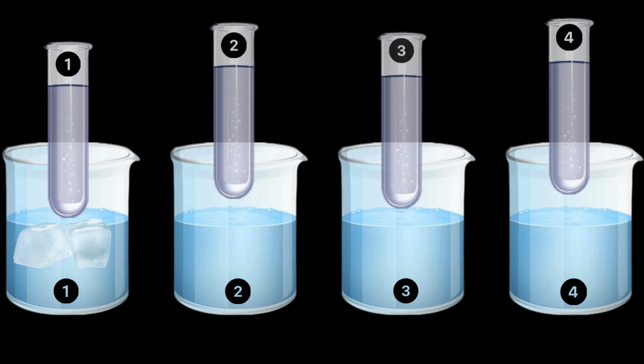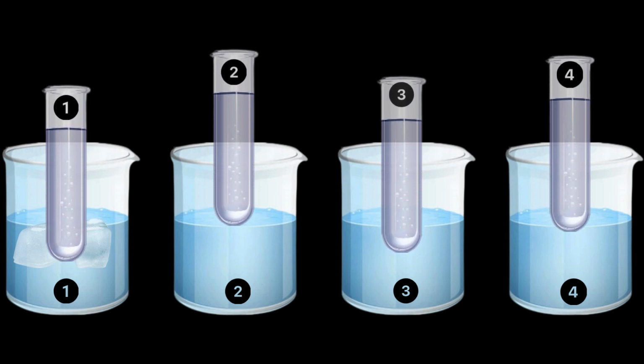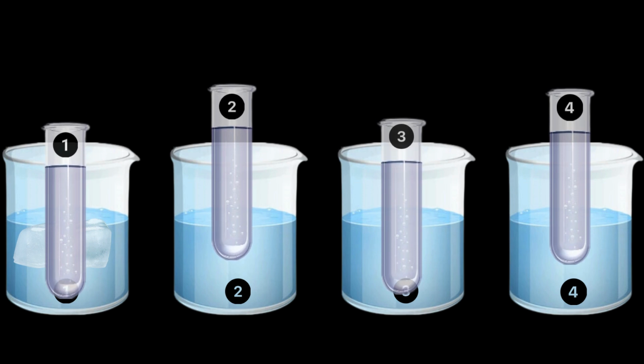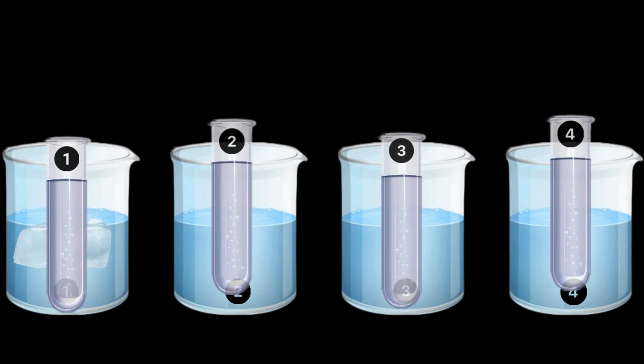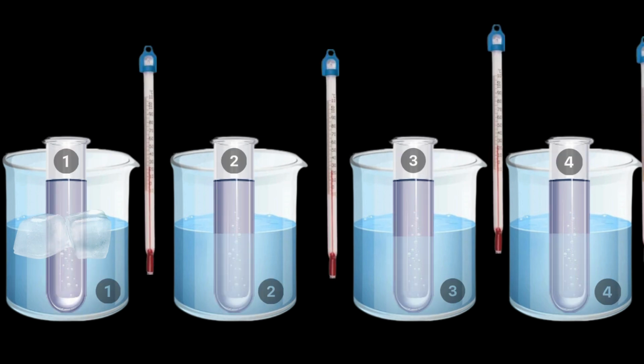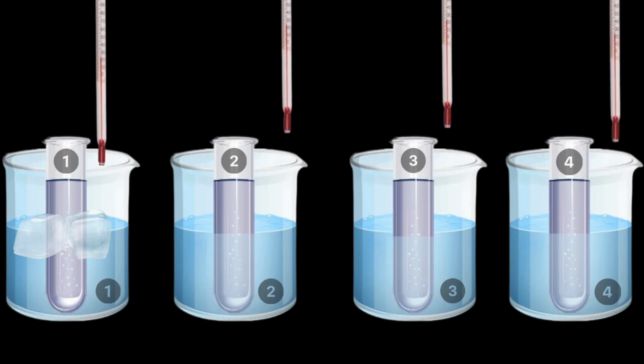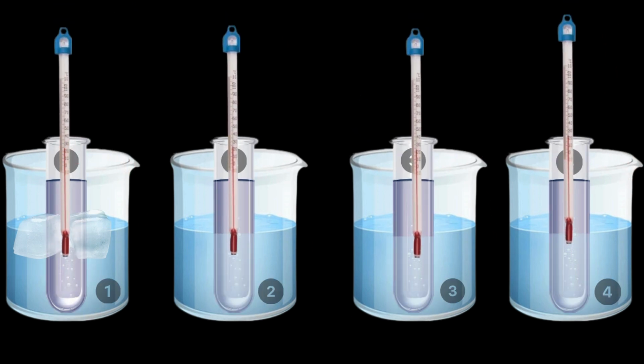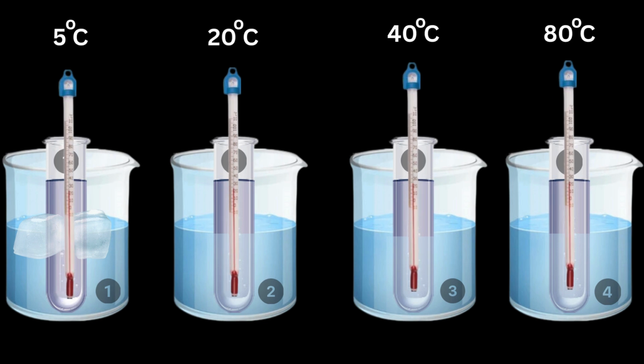They then placed test tube 1 in melting ice in beaker 1, the second test tube in the second beaker with tap water, the third test tube in the third beaker with warm water, and the fourth test tube in boiling water in beaker 4. Each test tube was left for 10 minutes to allow the acid to reach the same temperature as the surrounding water. After this period, the temperature of the acid in each test tube was measured and recorded using a thermometer.